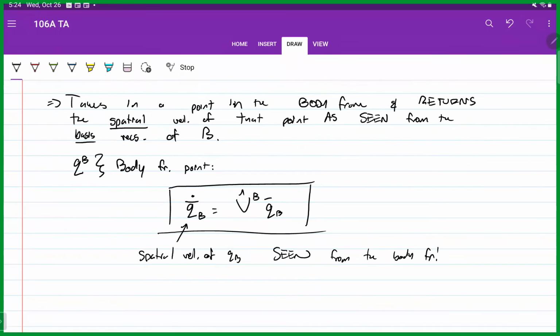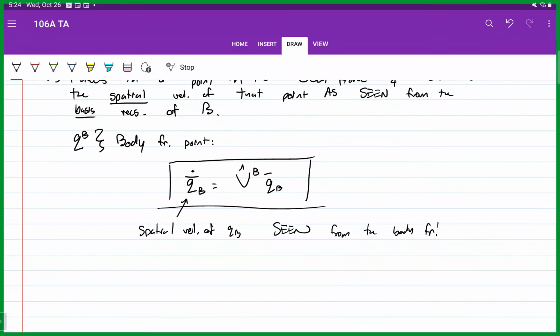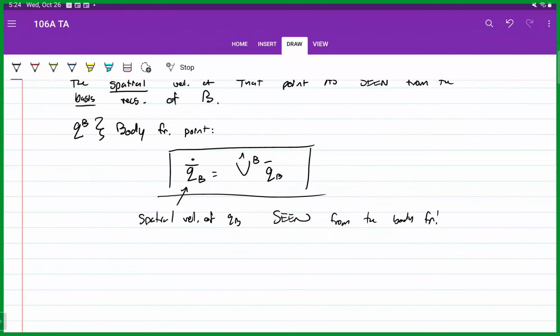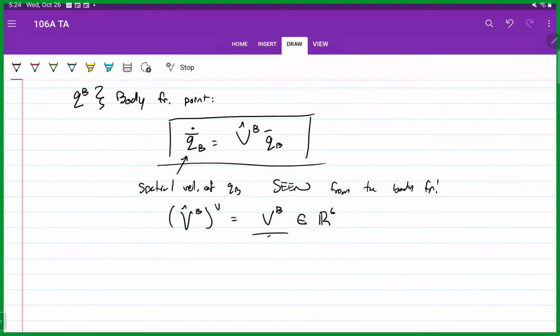And just like we were able to take the V map of our spatial rigid body velocity, we can do the same thing for the body velocity. So if we take the V map of V hat B, we're just going to call that VB, and once again, that's just going to be the same 6x1 vector, okay? Do we have any questions about this one real quick?